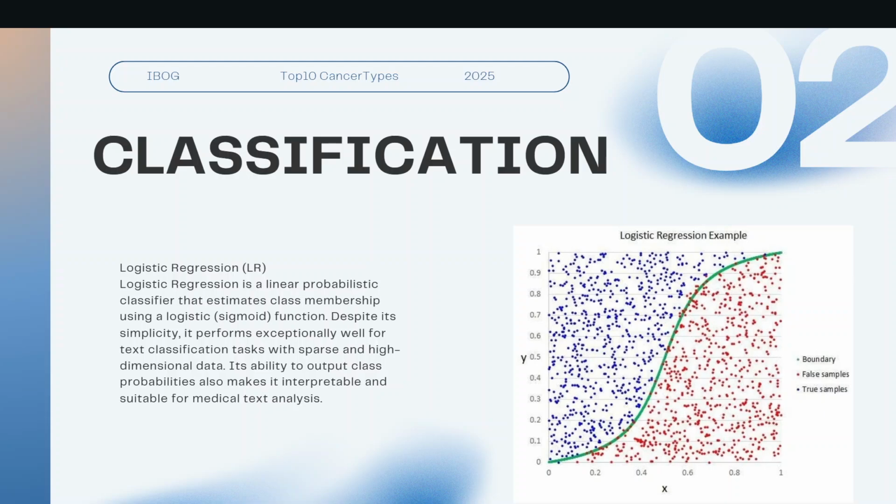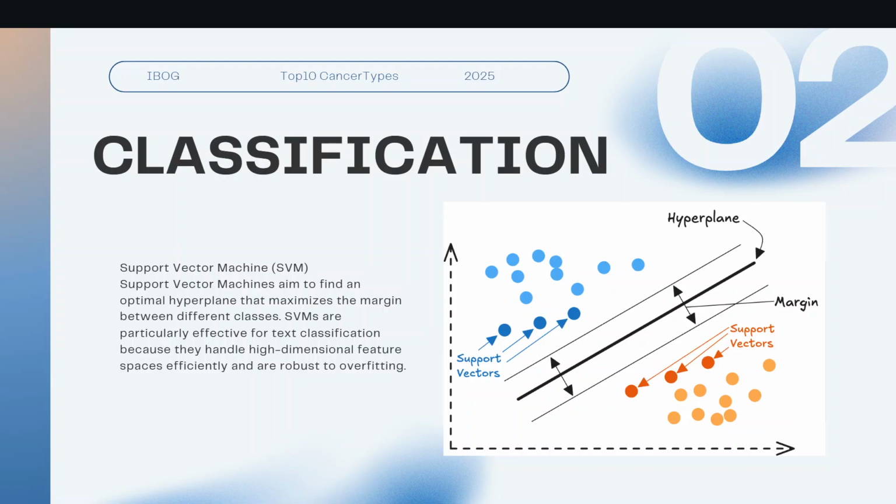Logistic regression is a linear probabilistic classifier that estimates class membership using a logistic or sigmoid function. Despite its simplicity, it performs exceptionally well for text classification tasks with sparse and high-dimensional data. Its ability to output class probabilities also makes it interpretable and suitable for medical text analysis. So based on that fact, that's why we chose logistic regression as our classifier in our code. We'll get to more on that later.